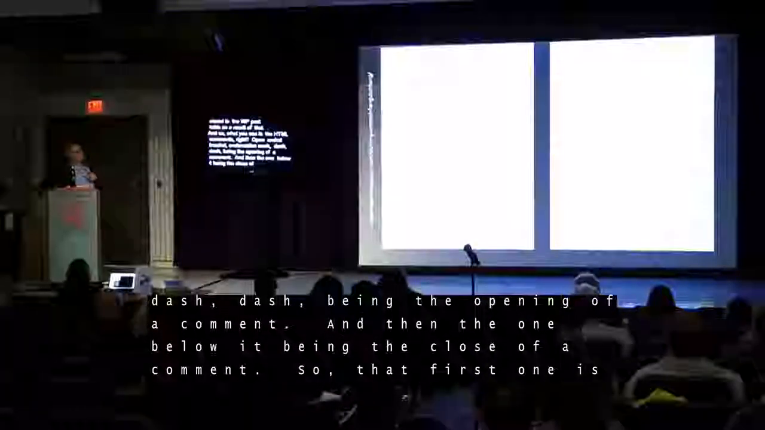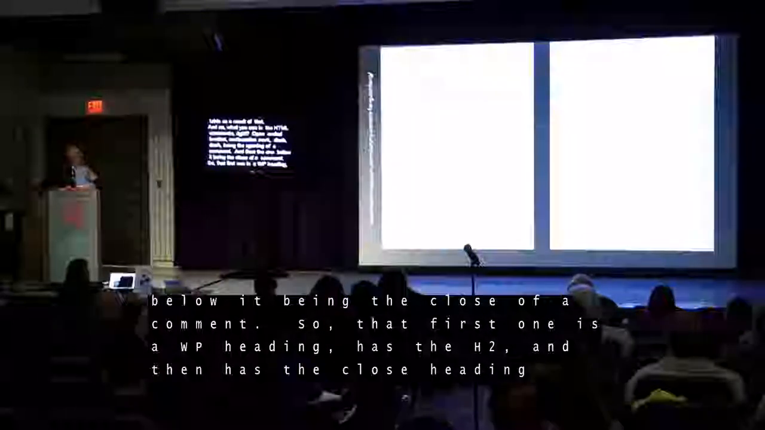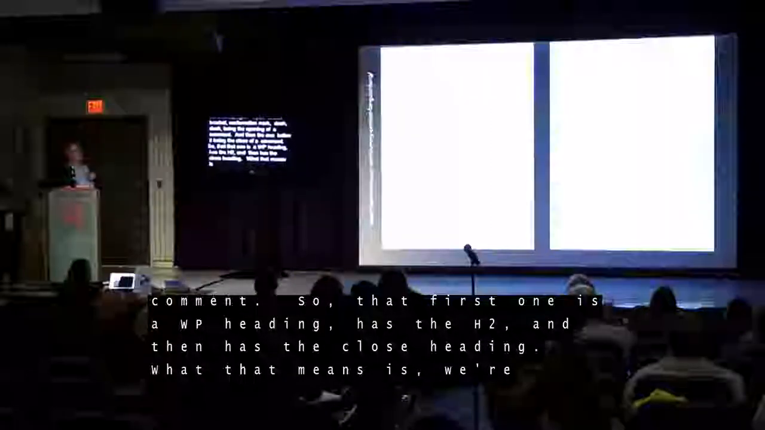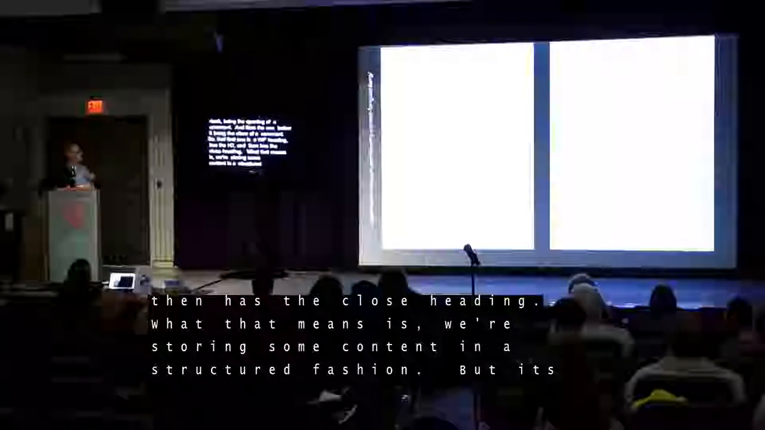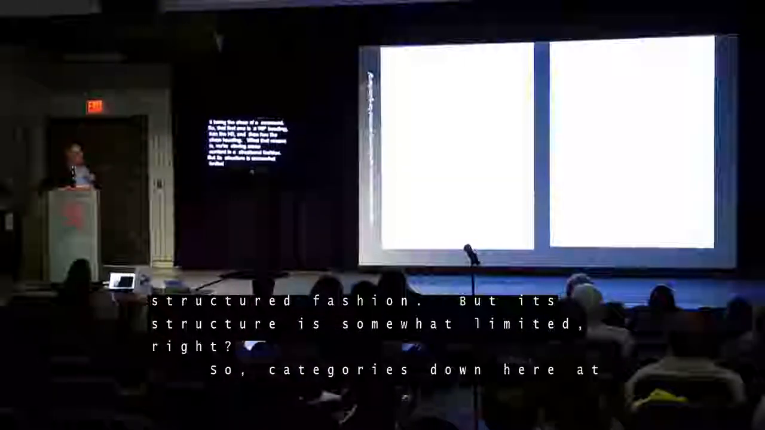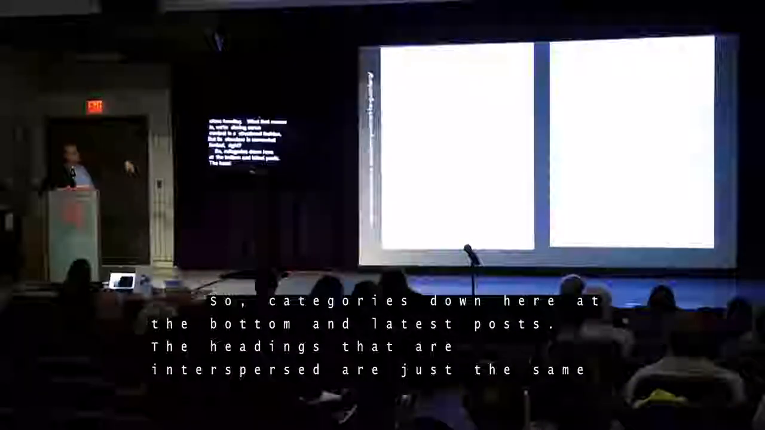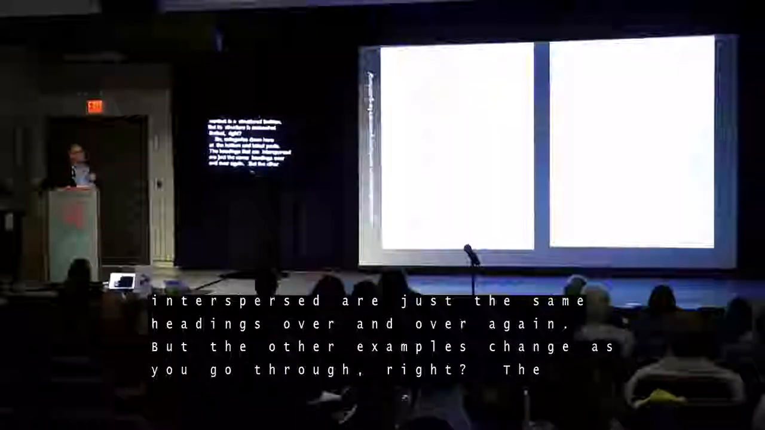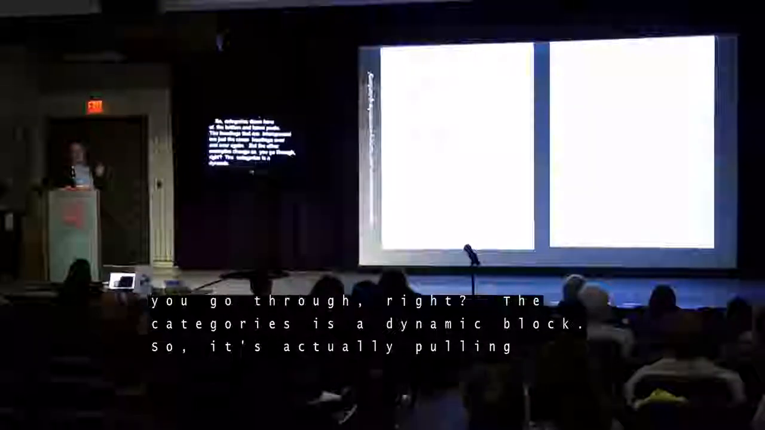So that first one is a WP heading, has the H2, and then has the close heading. What that means is, we're storing some content in a structured fashion, but its structure is somewhat limited, right? So categories down here at the bottom and latest posts. The headings that are interspersed are just the same headings over and over again, but the other examples change as you go through, right? The categories is a dynamic block, so it's actually pulling categories dynamically.